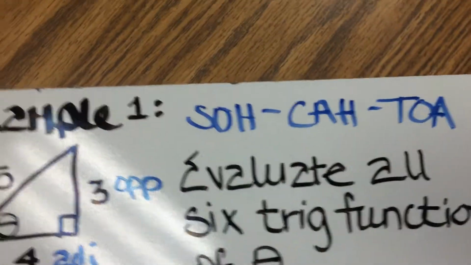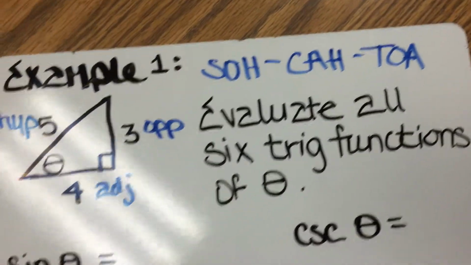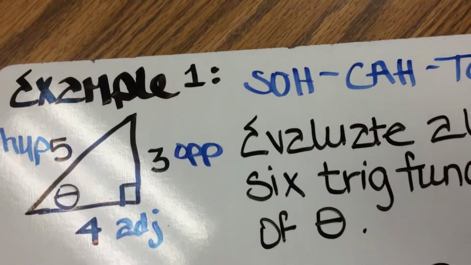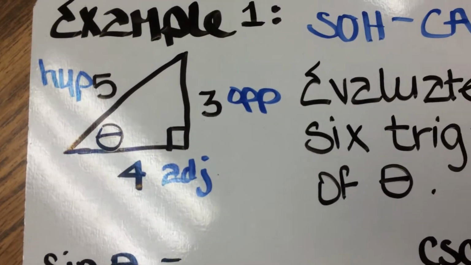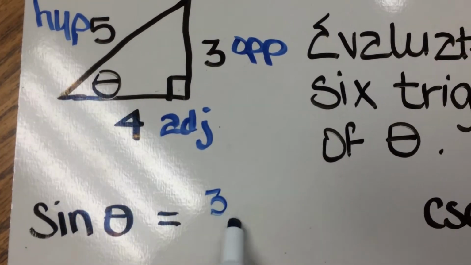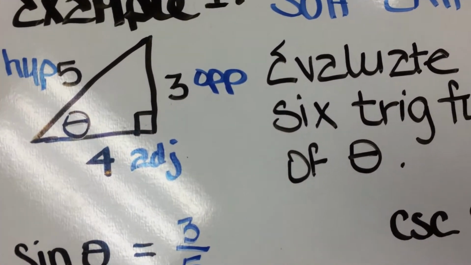Kind of keep that in our mind as we go. Finding the SOHCAHTOA ones are always easy because that's where we're comfortable. So the sine again is opposite over hypotenuse. Opposite on our triangle is 3. Hypotenuse on our triangle is 5.